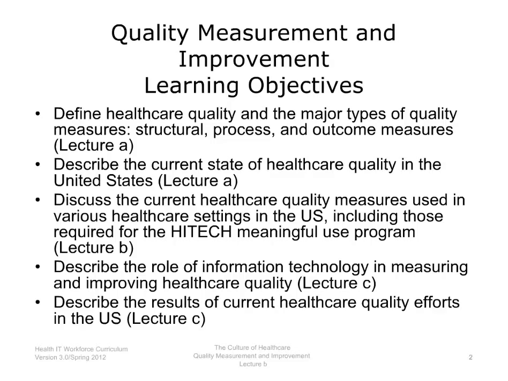The objectives for quality measurement and improvement are to define healthcare quality and the major types of quality measures, structural, process, and outcome measures. Describe the current state of healthcare quality in the United States. Discuss the current healthcare quality measures used in various healthcare settings in the United States, including those required for the High-Tech Meaningful Use Program. Describe the role of information technology in measuring and improving healthcare quality. Describe the results of current healthcare quality efforts in the United States.